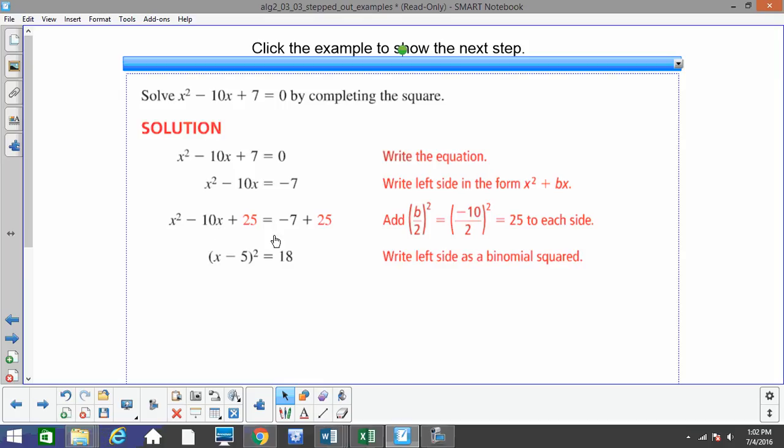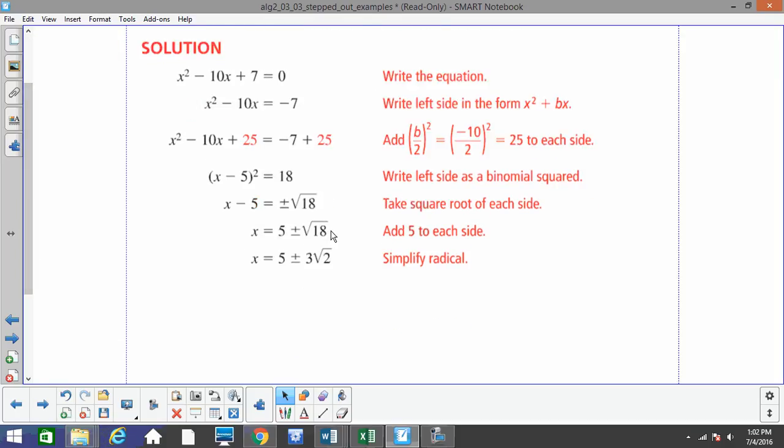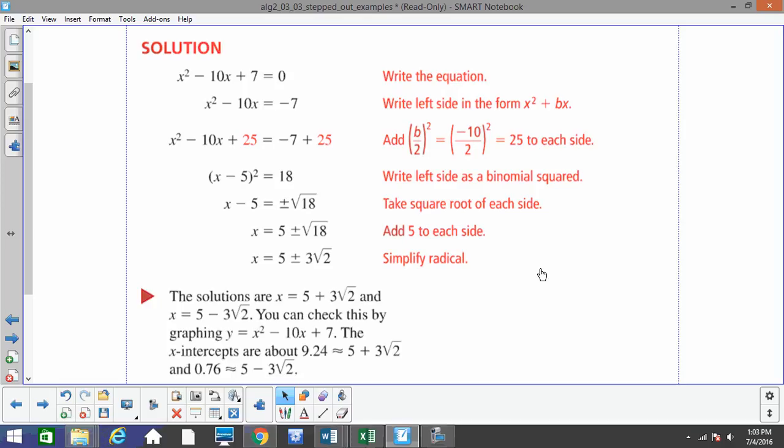Factor it. x minus 5 quantity squared equals 18. Take that square root. x minus 5 equals plus or minus radical 18. Add 5 to both sides. And let's simplify that radical to 3 radical 2, because 18 is 9 times 2. The square root of 9 is 3. And those are your answers.